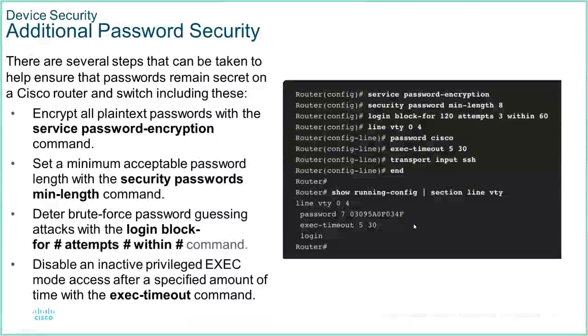Now what we can do is secure those. Service password encryption is a global config command, and what this does is it changes all these plain text passwords into a level 7 encrypted password. This is a very, very weak encryption, and it basically protects your password from being seen by somebody looking over your shoulder.